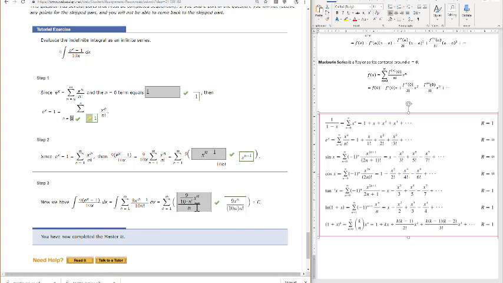A nicer way to write this is to take this n and multiply the reciprocal, 1 over n, and so they just moved it around and had it next to the 10n. Okay, I think that's it. Hope that helps.